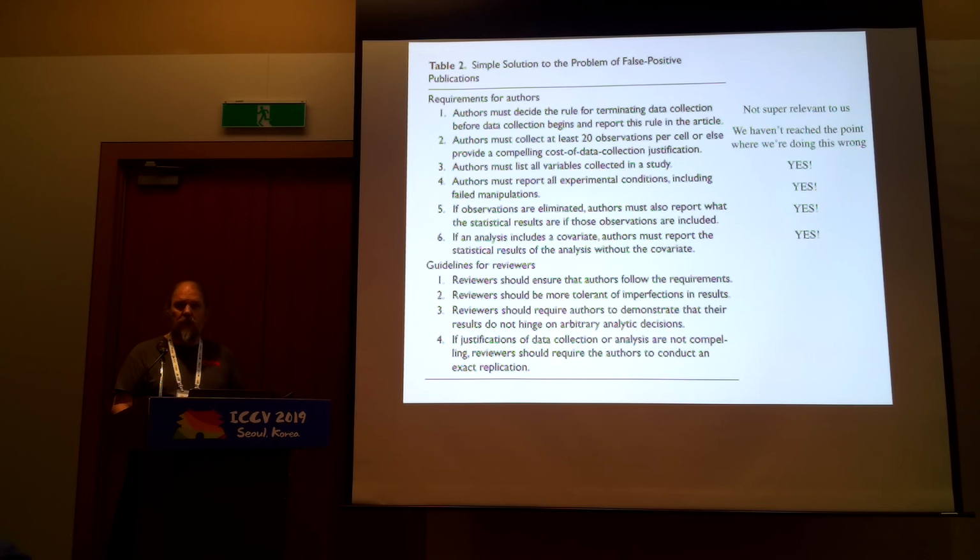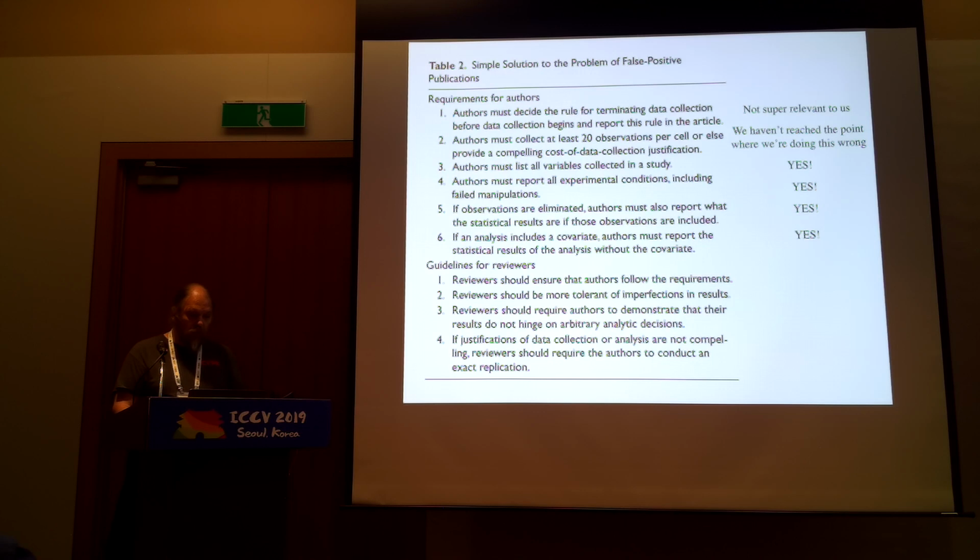Mostly the rule for data collection is we use somebody else's data set that got published. Sometimes it's collected and then people work on it, but we don't usually run experiments at the same time as we collect data and stop when we hit significance, so we don't usually run into that problem. 20 observations per cell, not really an issue in our lives. We're not doing the kind of statistics that causes that problem. List all variables collected. Oh, yes, we do have problems with that.